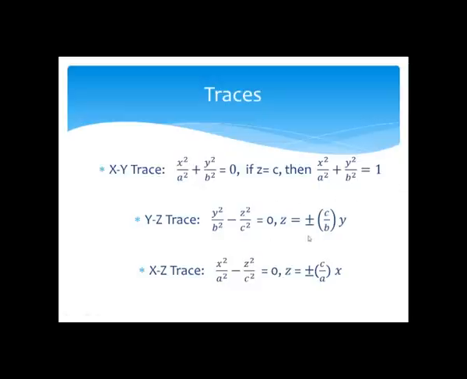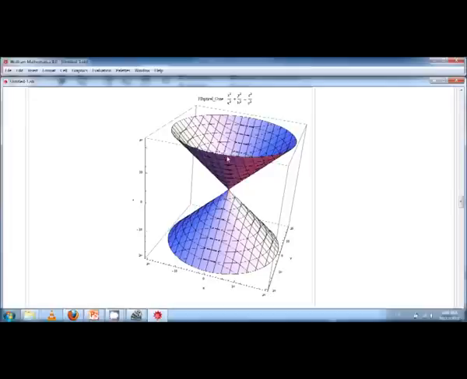Now, as you can recall, this equation resembles the equation of a line. But notice that there's a plus or minus sign here, meaning that there's two lines that resemble a reflection of the other. For the xz trace, a similar case is found. So this is the graph of an elliptical cone.